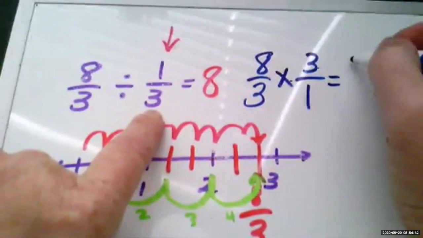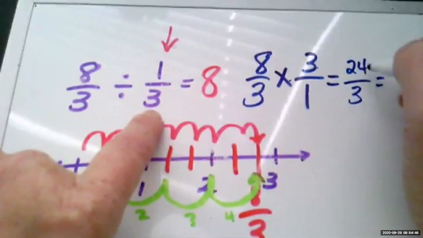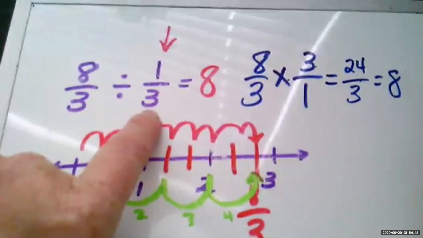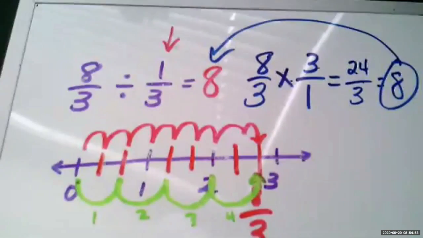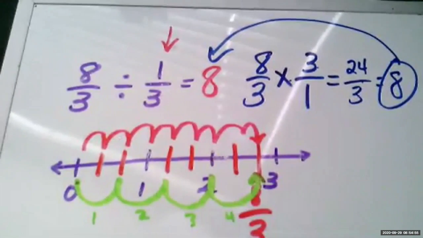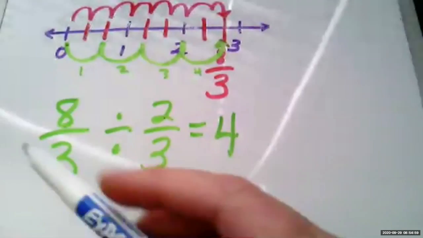8 times 3 is 24. 3 times 1 is 3. And 24 divided by 3 equals 8. Same answer as going through this whole line jumping process. Okay. Now I'll show you again the second fraction that we did.